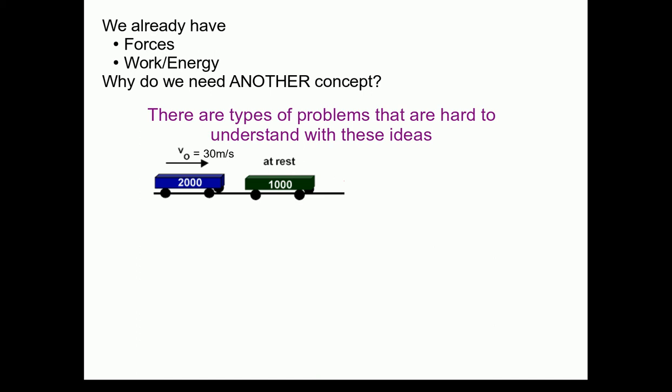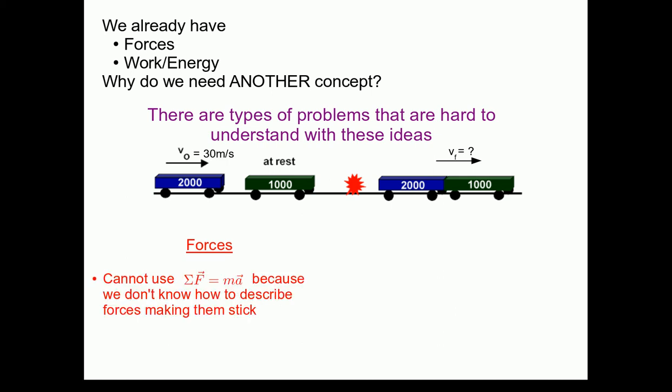We have a 2,000 kilogram cart traveling at 30 meters per second that's going to smash into a 1,000 kilogram cart at rest. The 2 carts glue together and travel off to the right with some final speed that is unknown. If we wanted to solve for this final speed using forces, we would have a really hard time because we don't know how to describe the forces that are making the 2 cars stick together. So it would be difficult to do the sum of the forces on the left-hand side of Newton's second law. Moreover, the forces are very likely non-constant, so we cannot apply our kinematic equations.